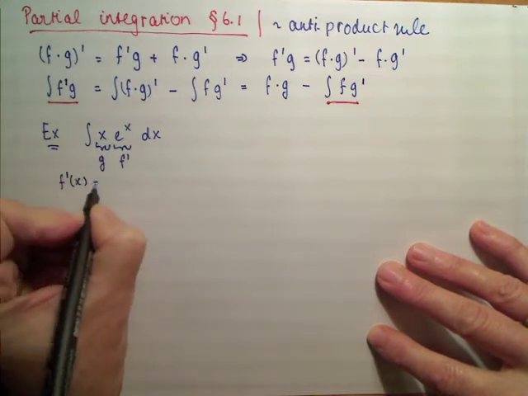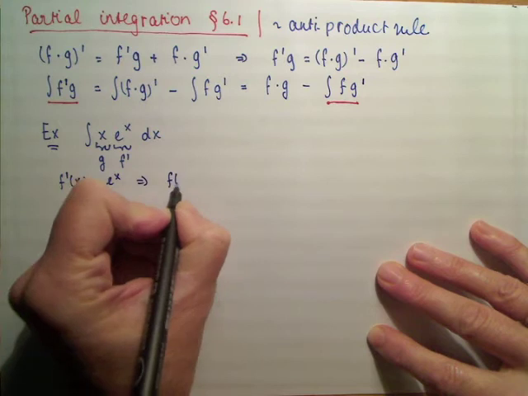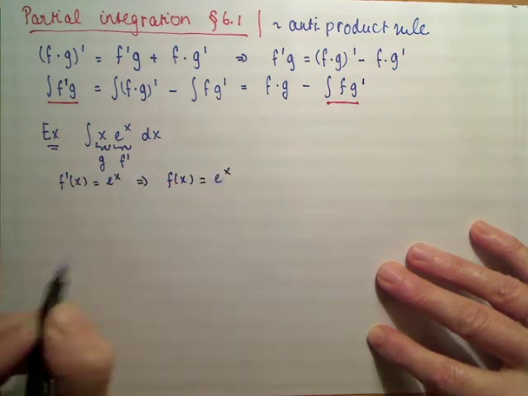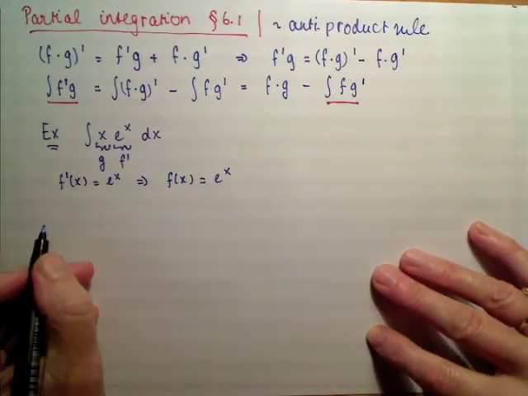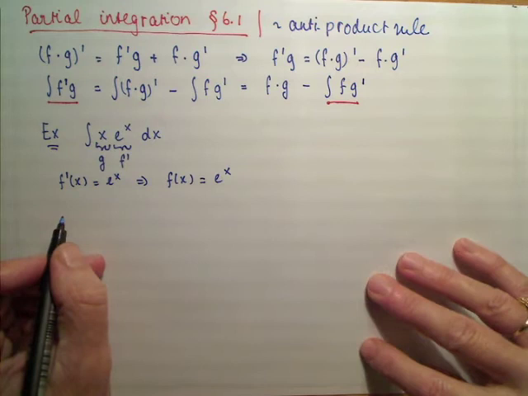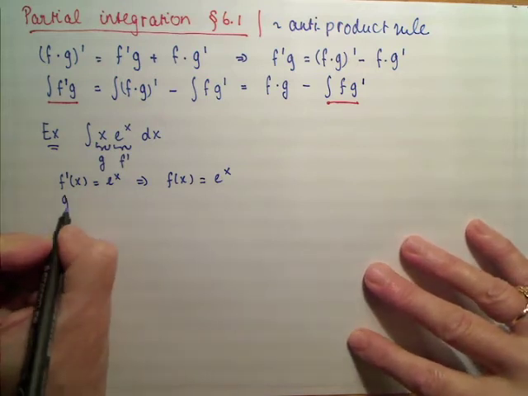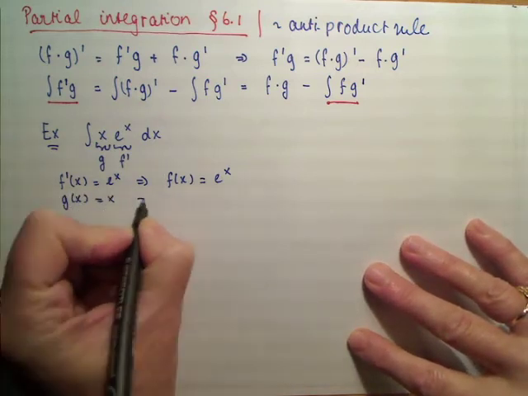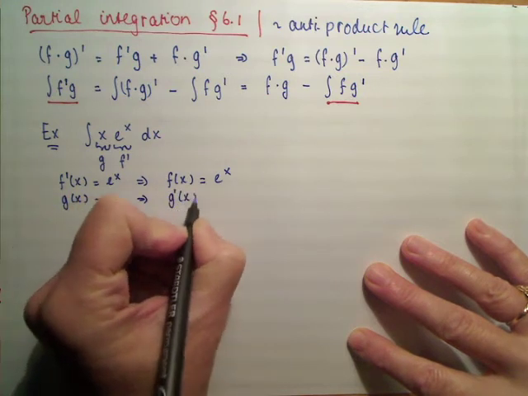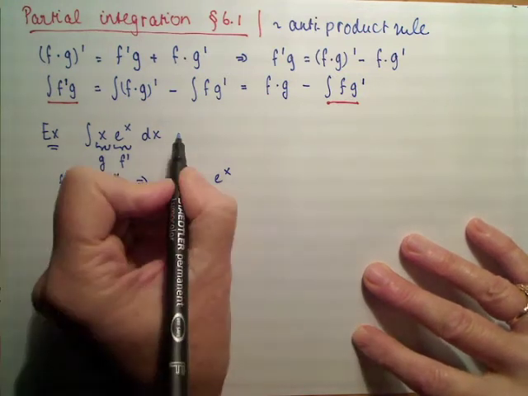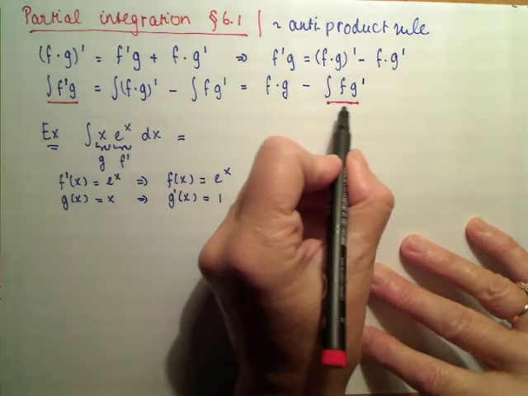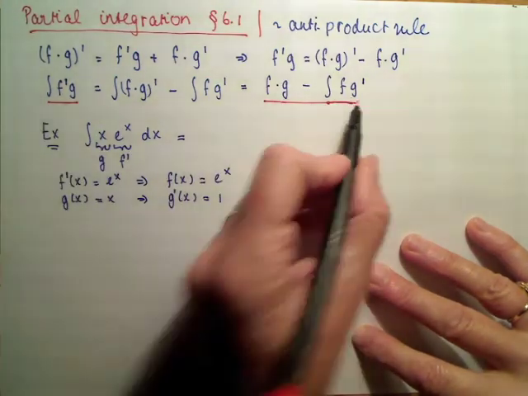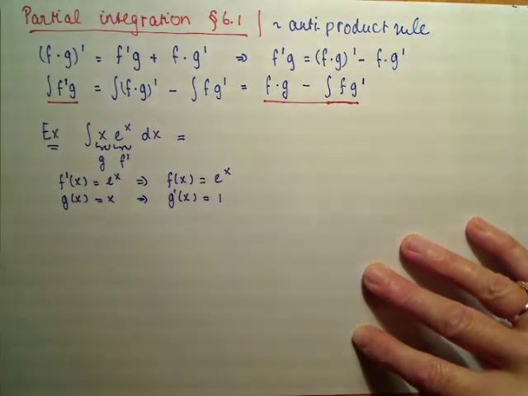If f prime of x is equal to e to the power x, then f, the primitive, must be equal to e to the power x. Of course, we can add an arbitrary constant, but in partial integration we will not do this at this stage. If g of x is equal to x, then it's easy to compute the derivative, which is equal to 1. So what do we get by applying the partial integration rule? Let me emphasize that the partial integration rule is just this part underlined in red.